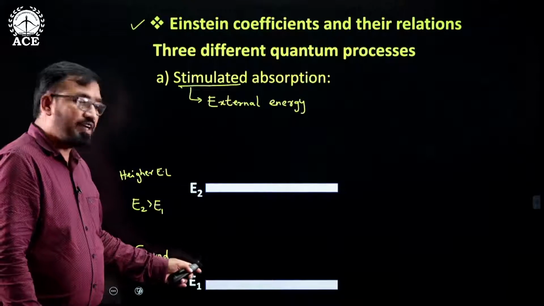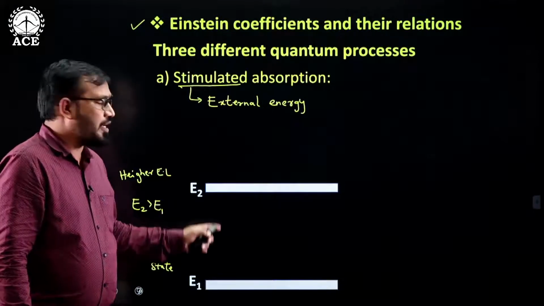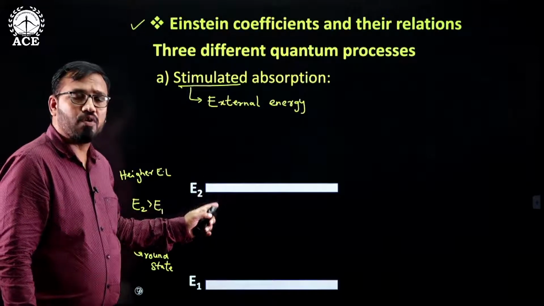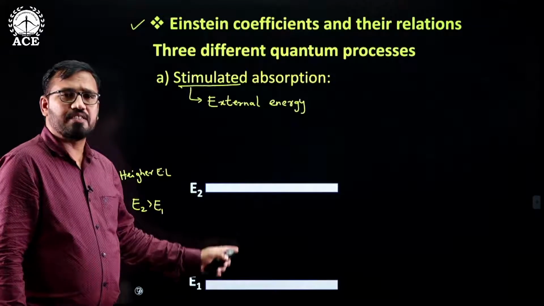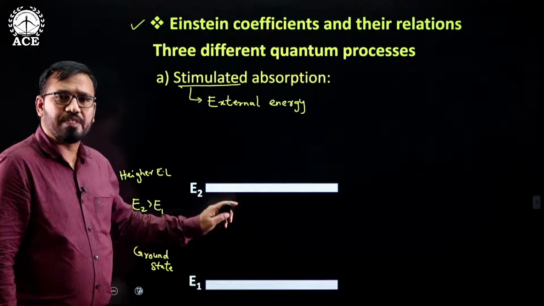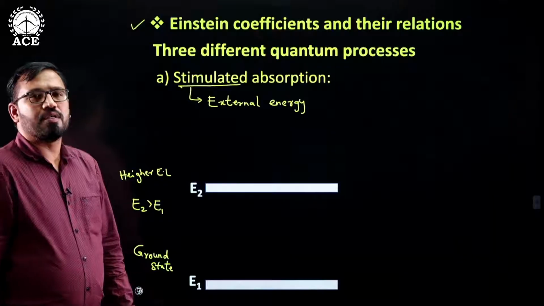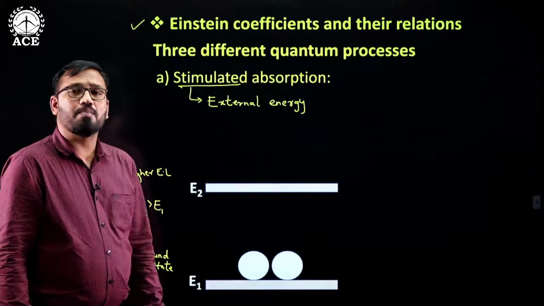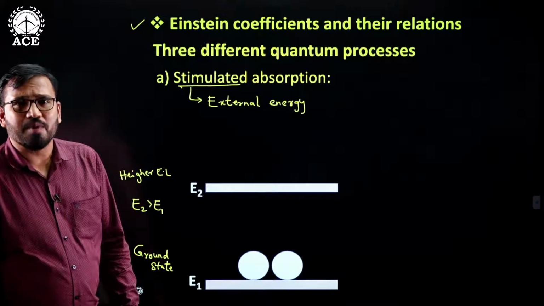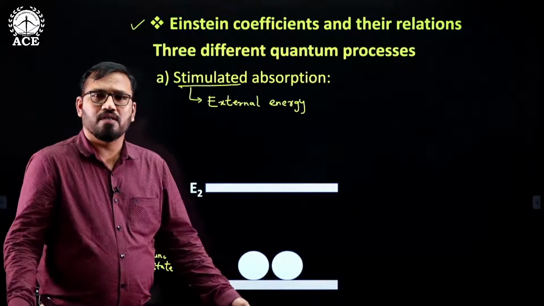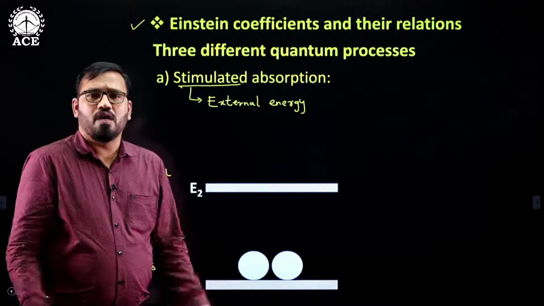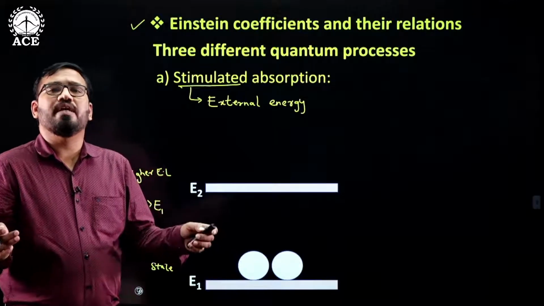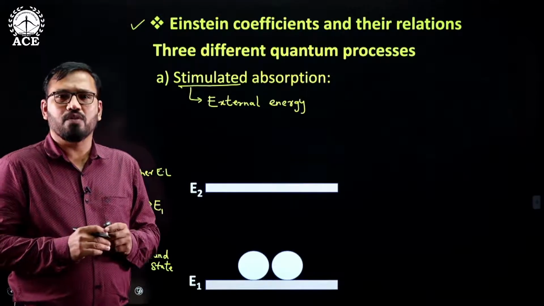For example, if one level has 0.2 electron volt and the other has 1.4 electron volt, there is a difference between the two energy levels. So E2 is the upper, means E2 is greater than E1. Here, atoms are present in the ground state. Why are atoms present in the ground state? Obviously, everybody wants to get stability.